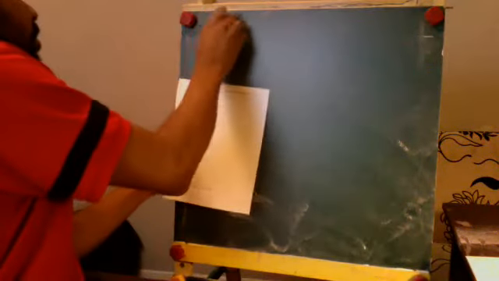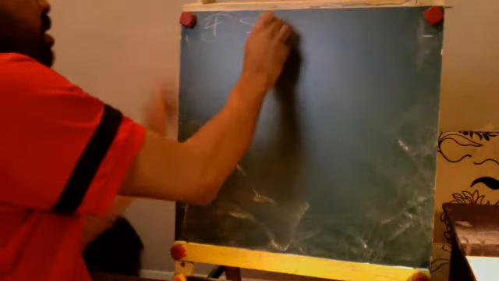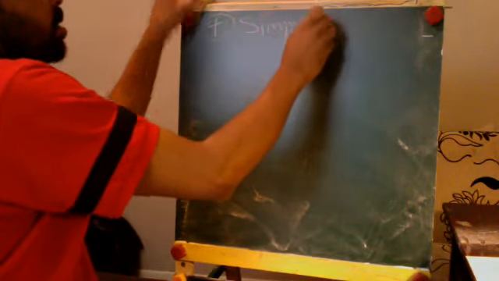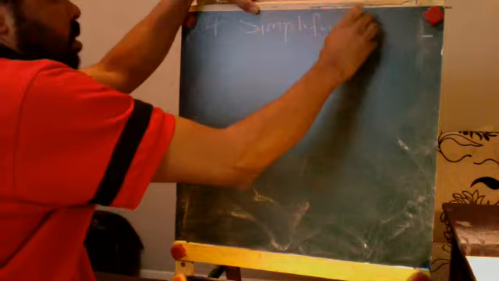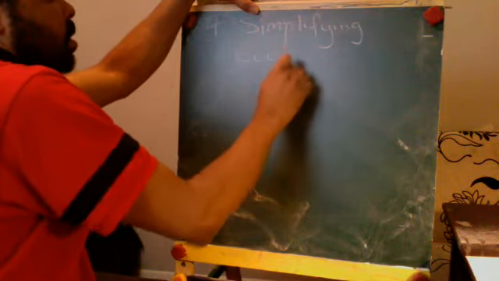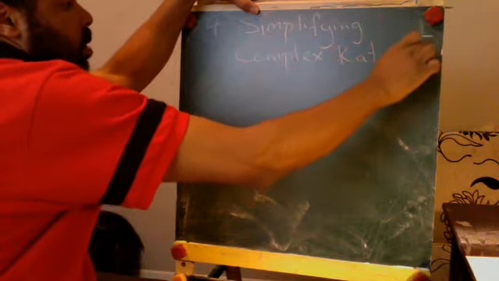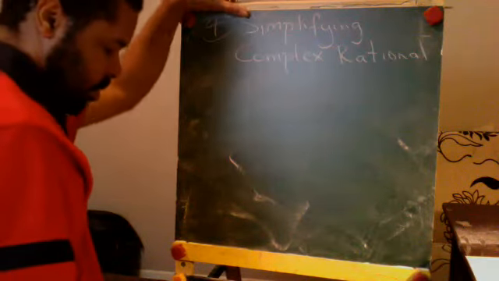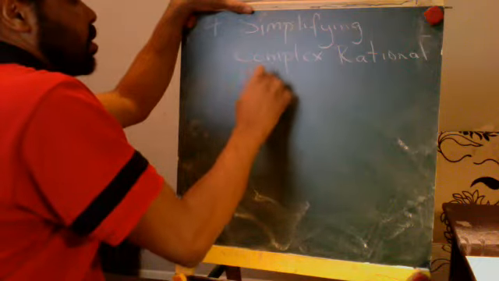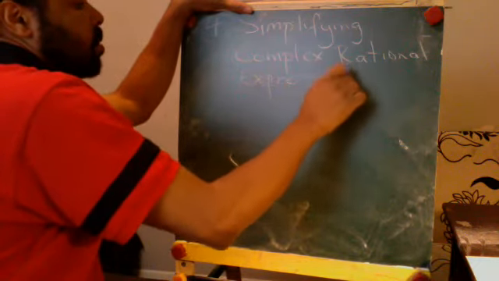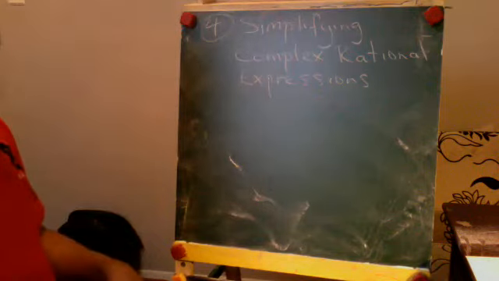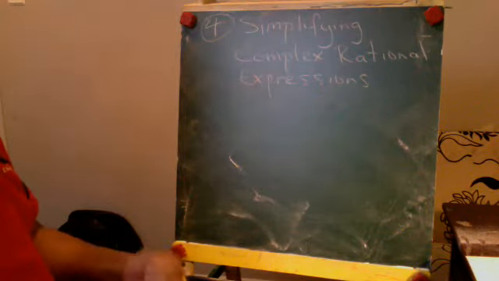Okay, so we continue on. So number four. We're talking about simplifying complex rational expressions. Right, so we're going to be simplifying complex rational expressions. Number four.